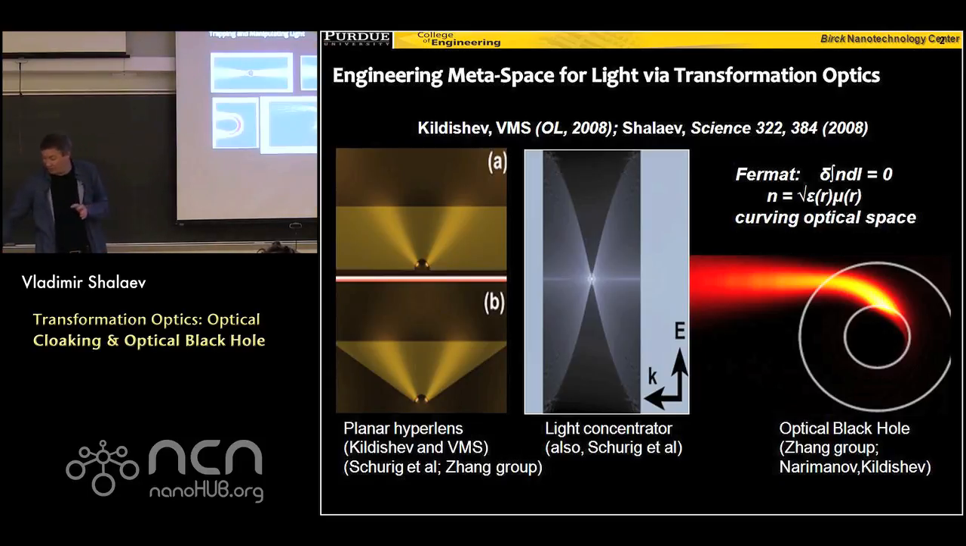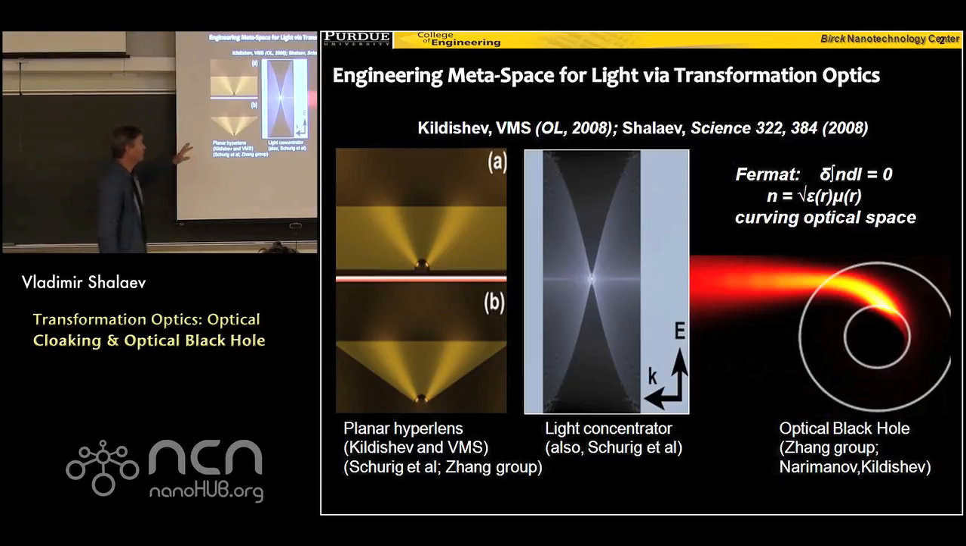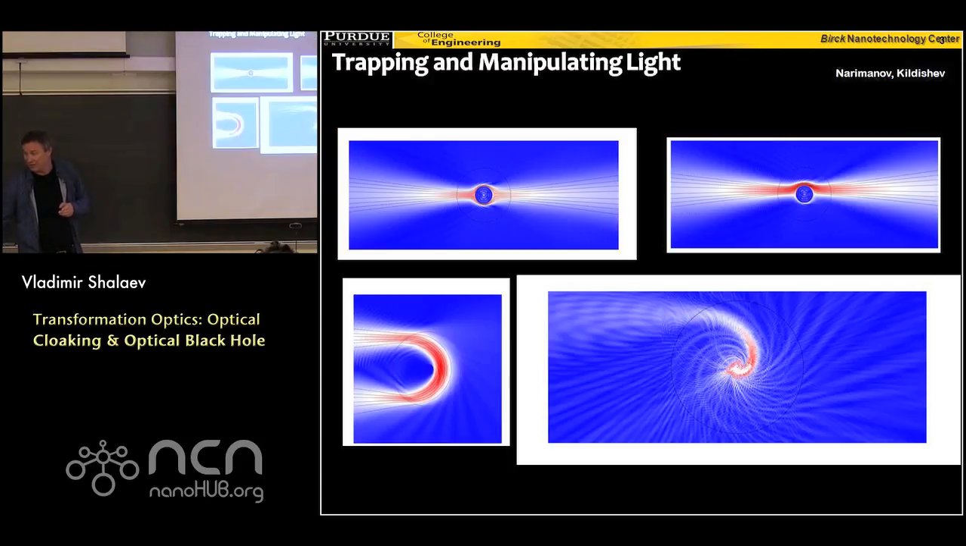Here are more examples. And by the way, all these pictures are not cartoons. They are results of numerical simulation, in this case done by Zhen Group. And here at Purdue, Professor Narimanov and Professor Kildashev, my colleagues. This is a planar hyperlens. That's also what we did with Alex Kildashev. And these are all real designs. It's all with realistic materials, with a realistic distribution of epsilon and mu in space.